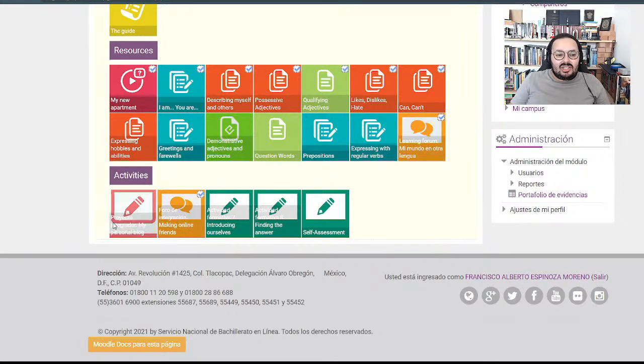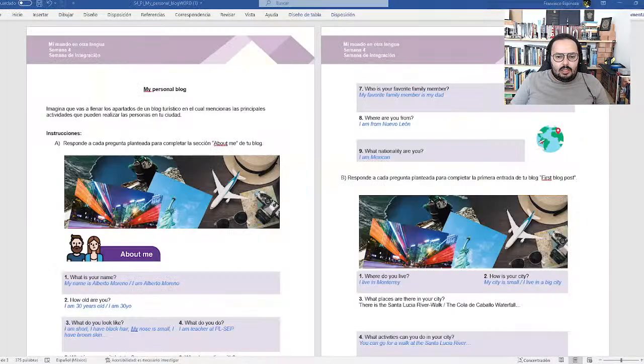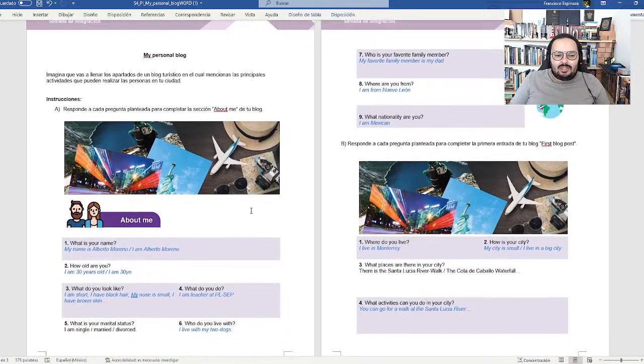Y bueno, seguido de esto tenemos el proyecto integrador My Personal Blog. Este proyecto integrador, bueno, yo ya lo tengo abierto aquí. Déjenme, se los comparto. Permítanme nada más un segundo. Y bueno, lo voy a compartir. Bueno, aquí está, yo ya lo contesté.